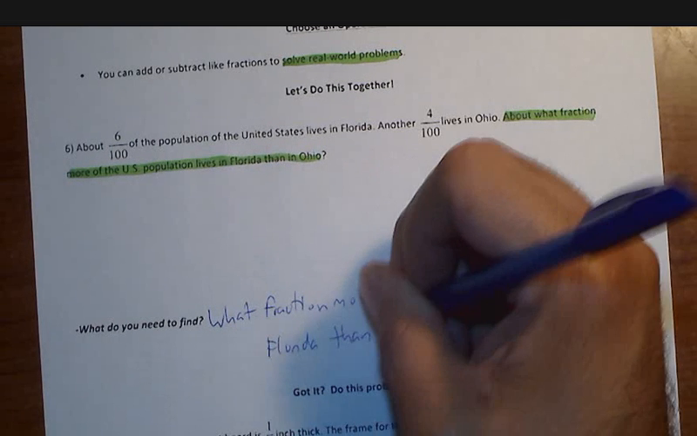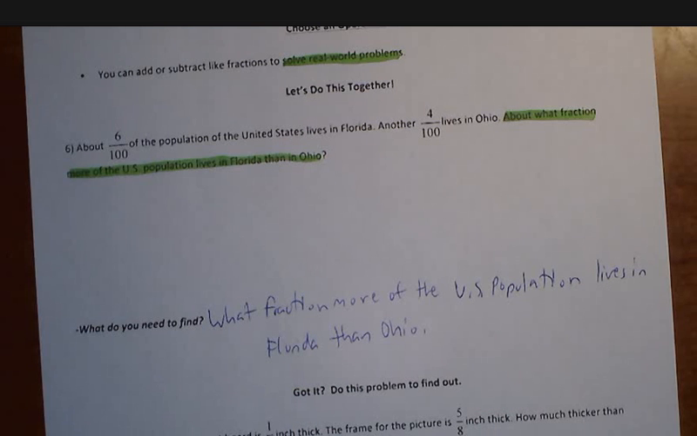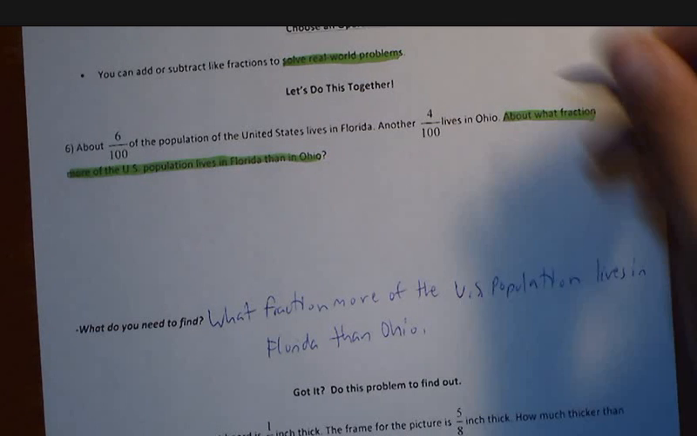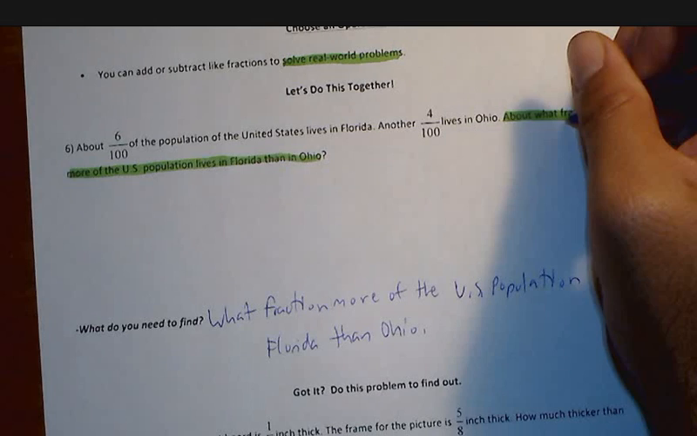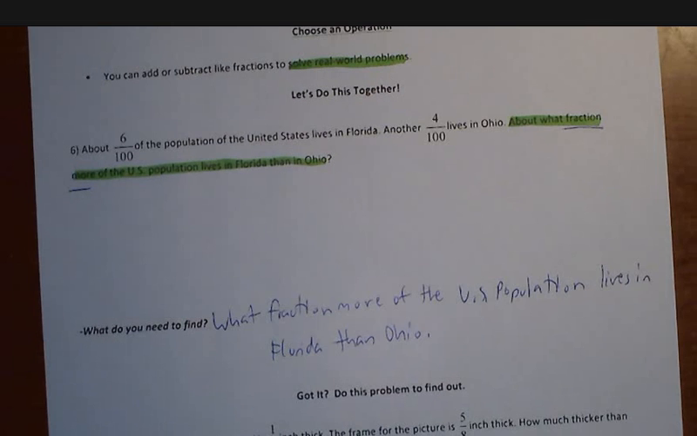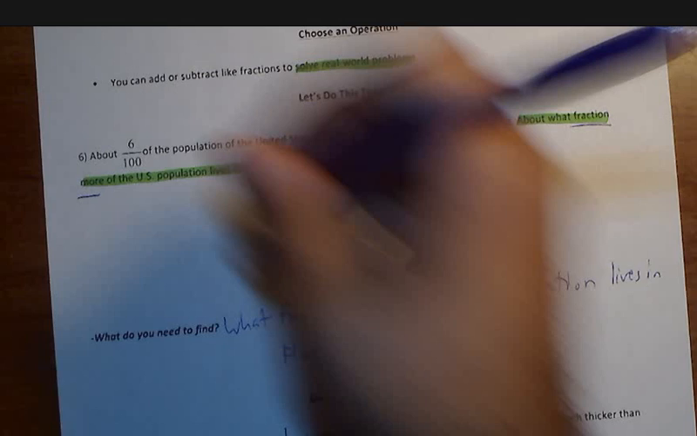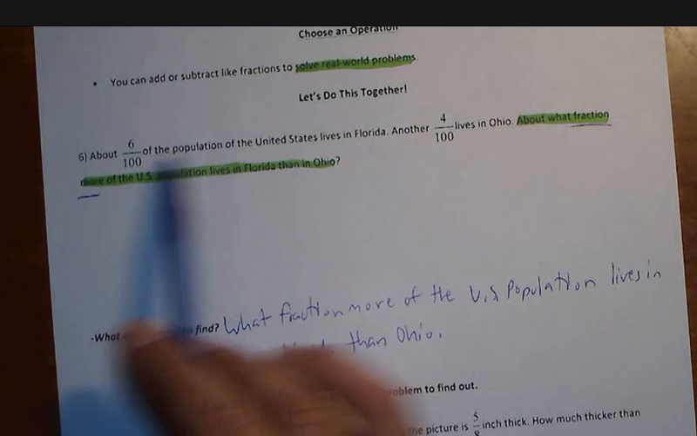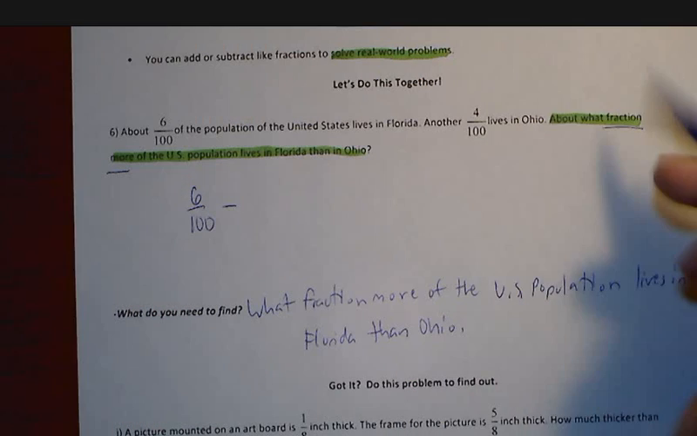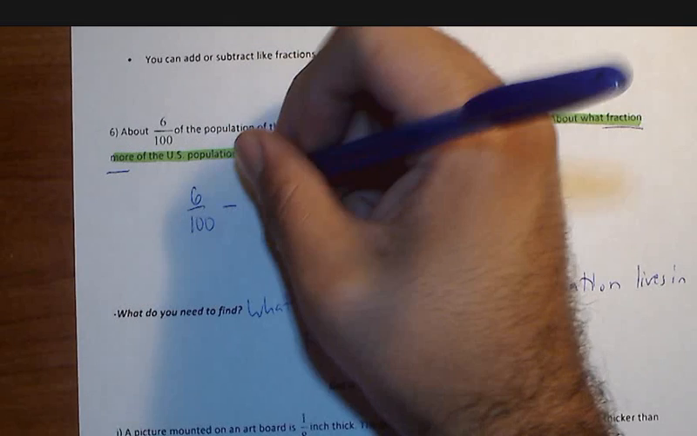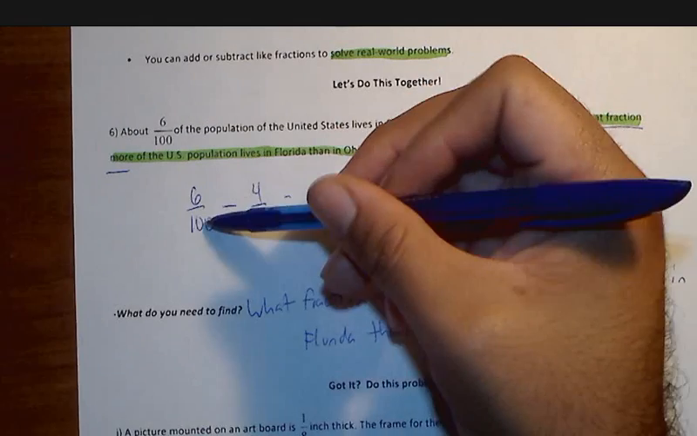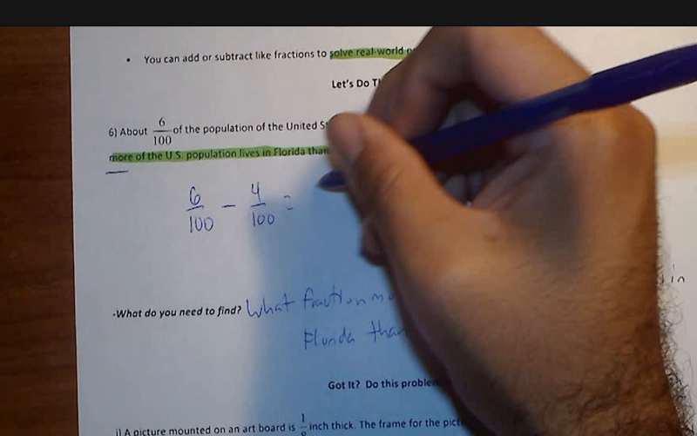Now, here's a key word here. About what fraction more? Okay, that's telling us that we need to take the larger fraction and subtract the smaller one. So we're going to write the population of Florida as 6/100, and then subtract the population of Ohio, since it has a smaller fraction, as 4/100. I notice that I have common denominators, which means I could subtract the numerators easily. 6 minus 4/100 gives me 2/100.